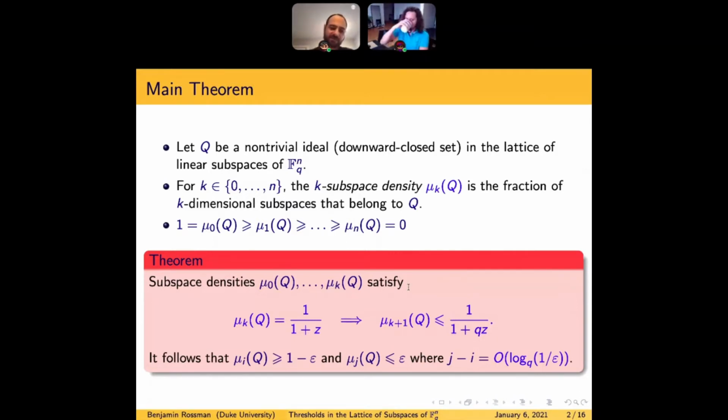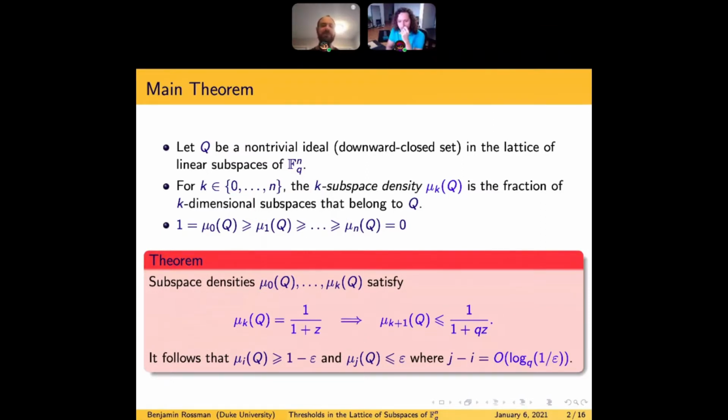And so our main theorem is the following. It's an inequality on these subspace densities. It shows that if the kth subspace density is 1 over 1 plus z, where z is any non-negative real, then the (k+1)st subspace density is at most 1 over 1 plus q times z.